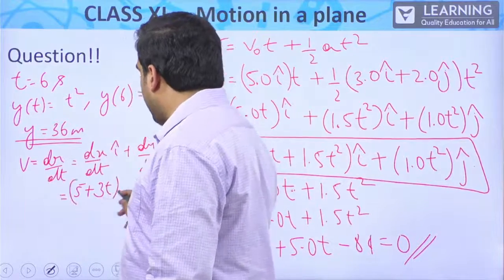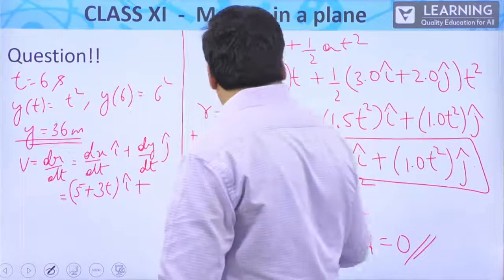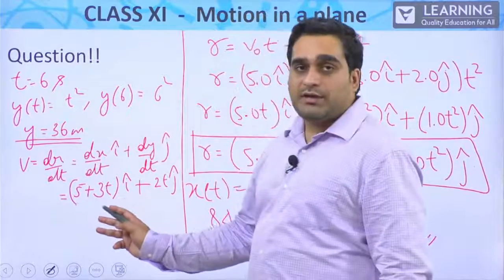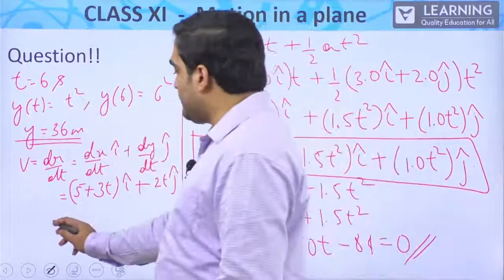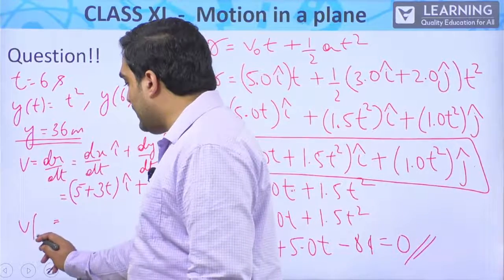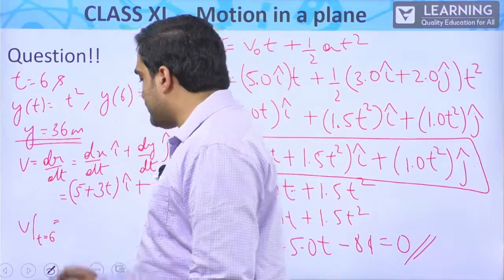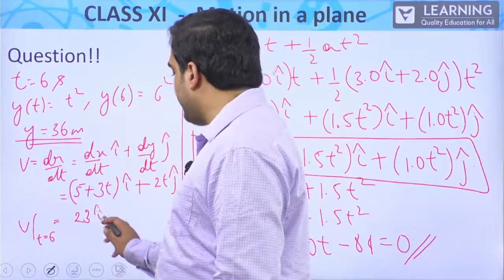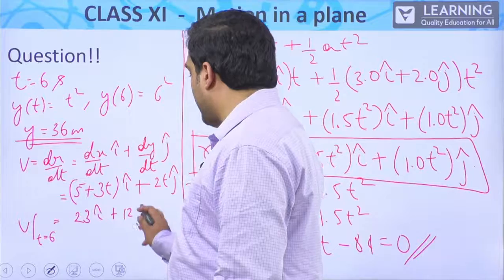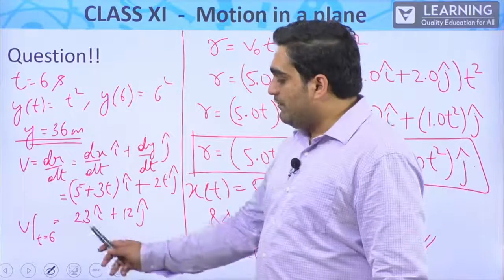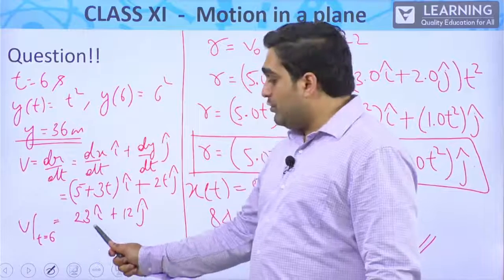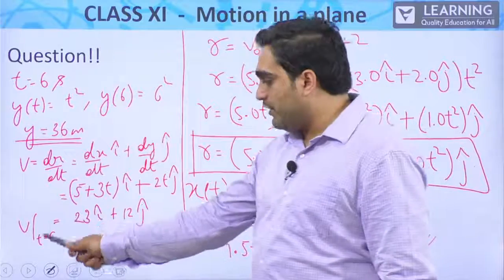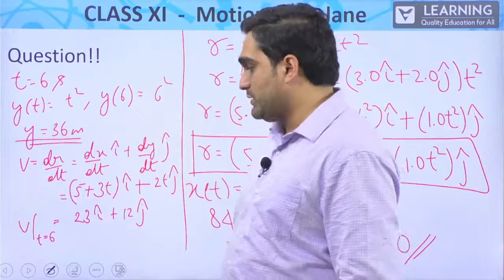3t i cap plus 2t j cap. What do we know about the time? Time is 6 seconds. So by substituting t equals 6, you get the velocity 23 i cap plus 12 j cap. Wonderful. So now we have found the two respective components, 23 and 12, for the velocity along the x-axis and the velocity along the y-axis.